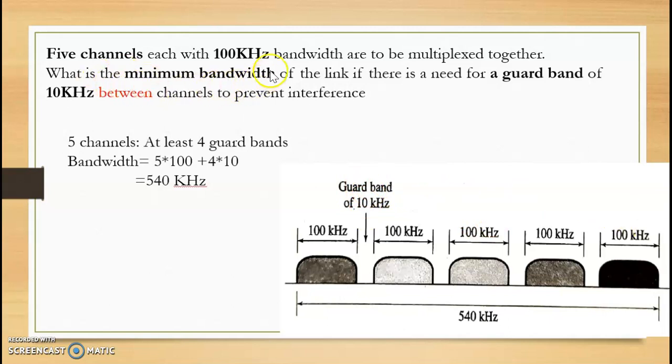So the minimum bandwidth requirement of the link will be 5 into 100. This 5 into 100 will be used for the channels, plus 4 into 10. This 4 into 10 will be used for the guard bands. So that will be 500 plus 40. So the minimum bandwidth requirement will be 540 kilohertz.